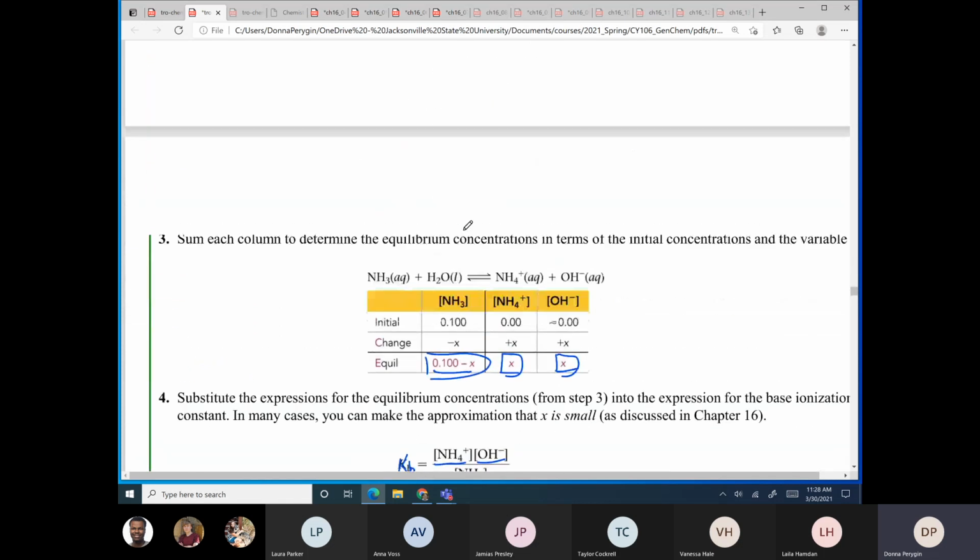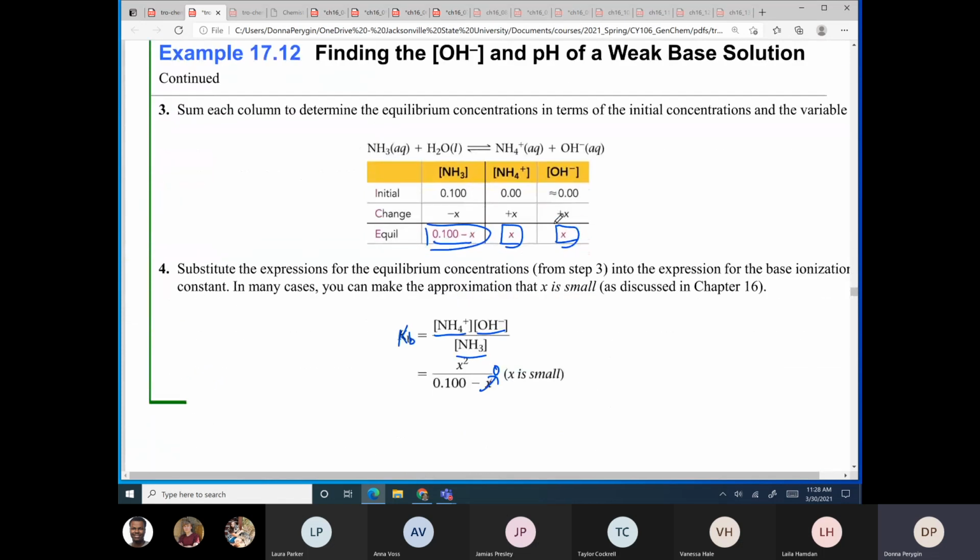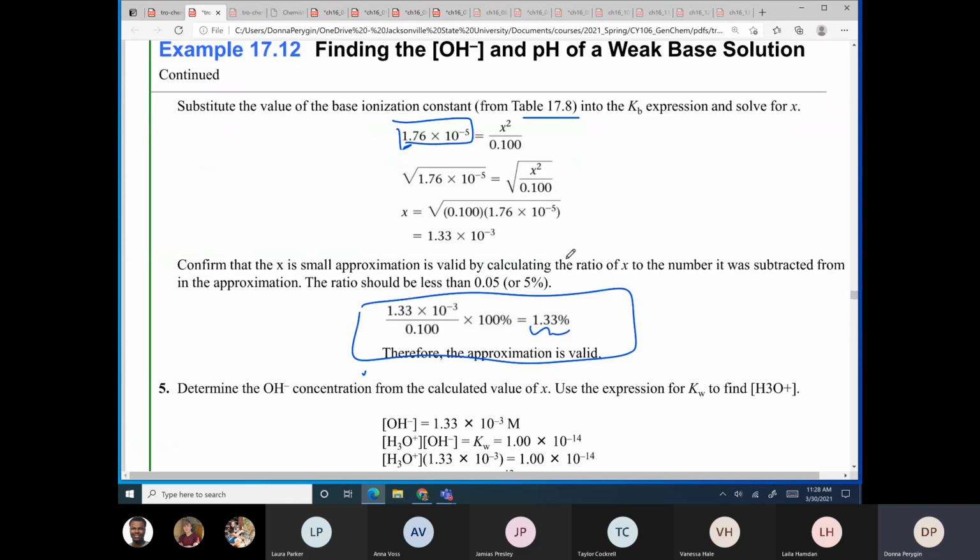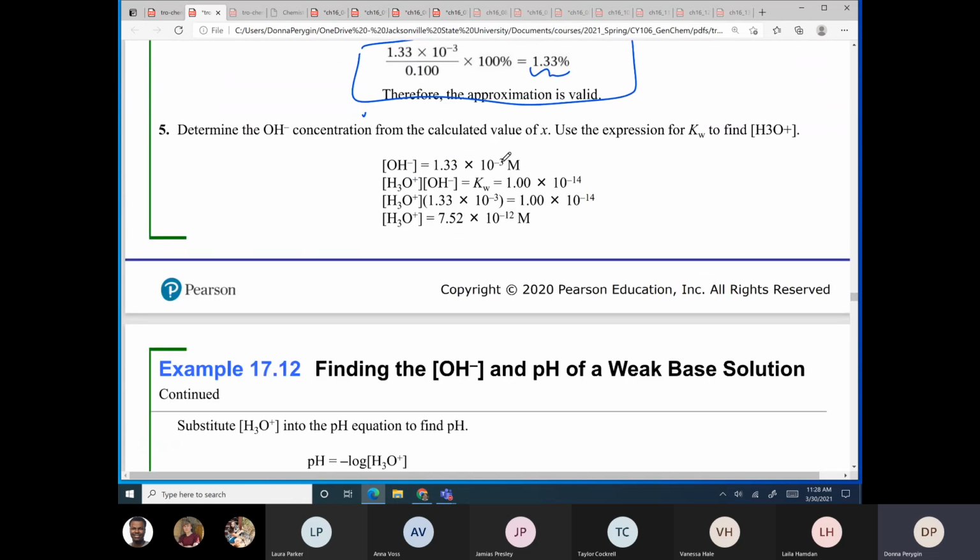was because X was equal to the hydroxide ion concentration. Okay, and so 1.33 times 10 to the minus 3rd, and then we can solve for the H3O plus concentration, or we can just take the negative log of that and say it's the pOH and do it the other way. But in this case they just used H3O plus times OH minus, plugging in 1.33 times 10 to the minus third, is equal to Kw, and solve for that. That gives you 7.52 times 10 to the minus 12 for the hydronium ion concentration.